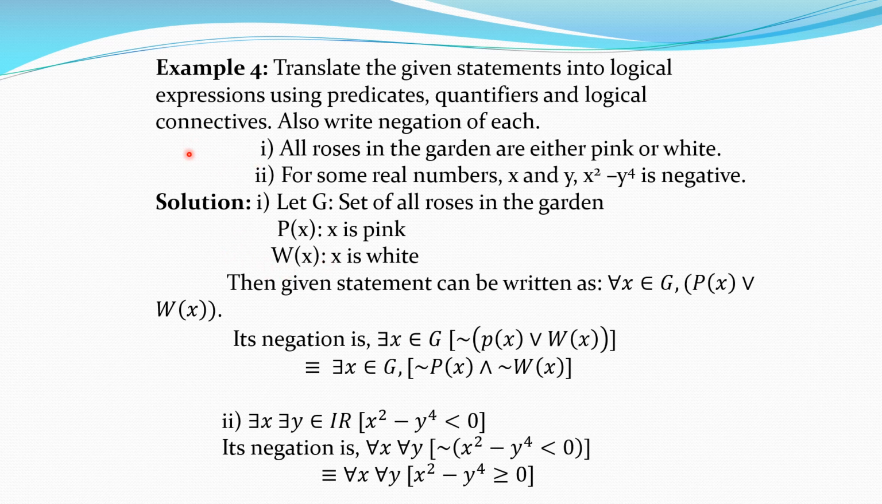So this is given for all roses. So we use quantifier for all x in G. Now what is given? Px or Wx. So this is Px disjunction Wx. Now we have to write negation also. Now already we have seen how to write negation of quantifiers. Now for all x, instead of that, negation is there exists x in G. And we have to write negation of Px or Wx.